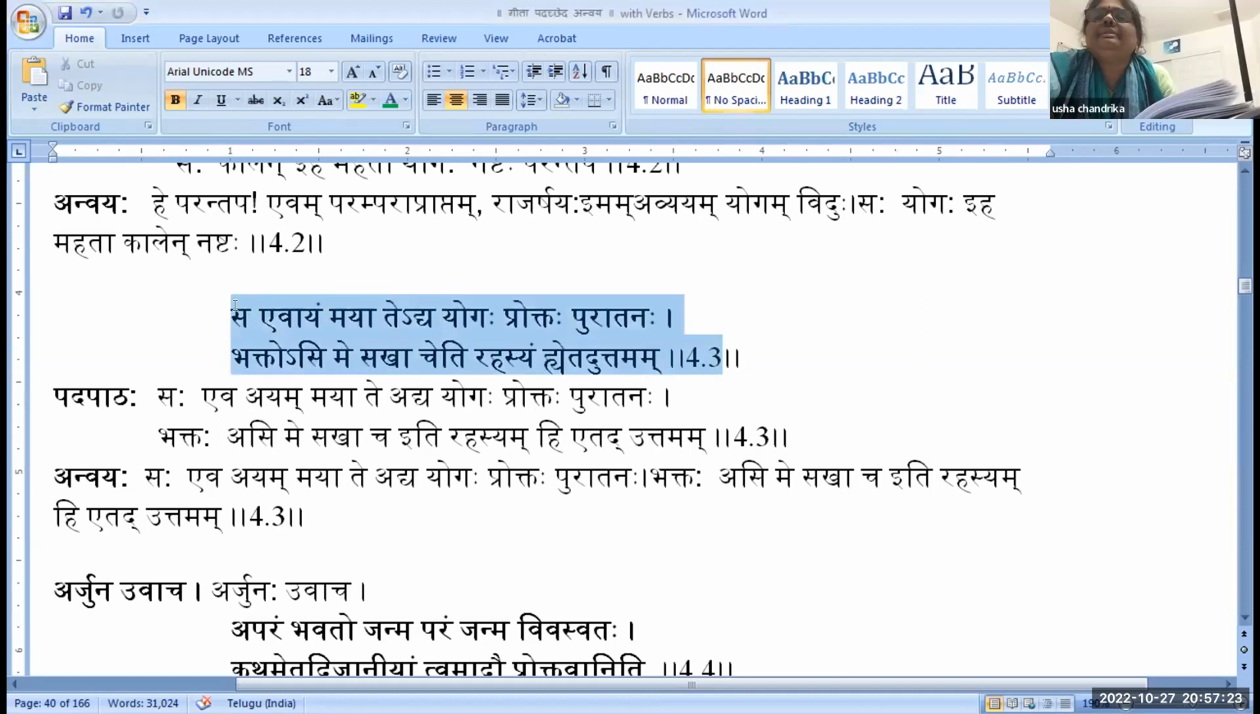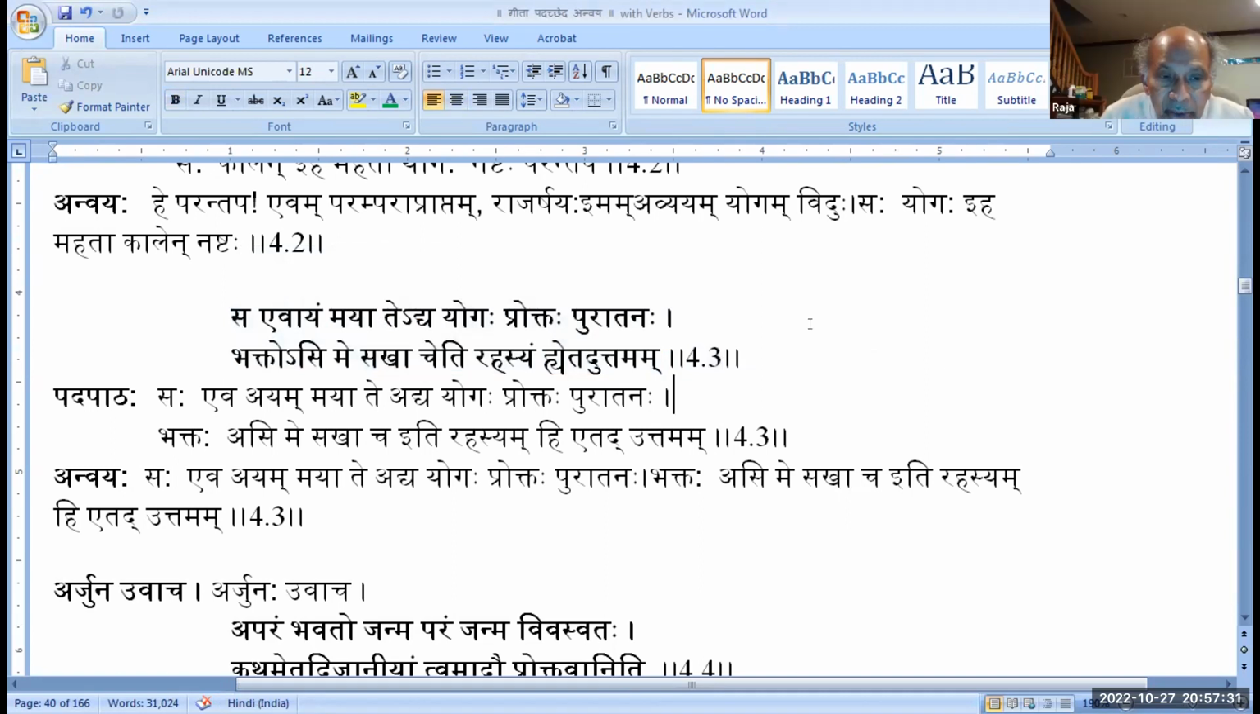Yes. So this yogaha proktaha, can we read it continuously like yogo prokto? No, where you break has to be 8 syllables. Sa evayam maya tedya, that's the end of it. Yoga prokta puratanaha. This visarga has to be pronounced, like an anuswara being pronounced.